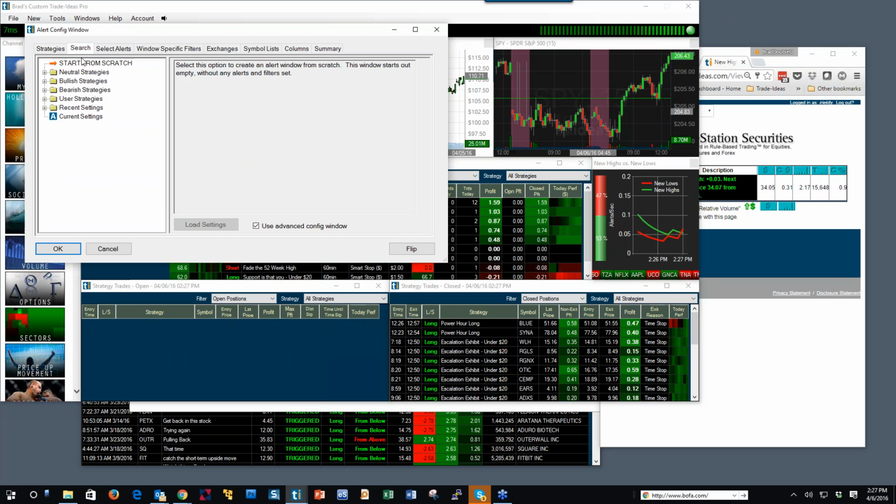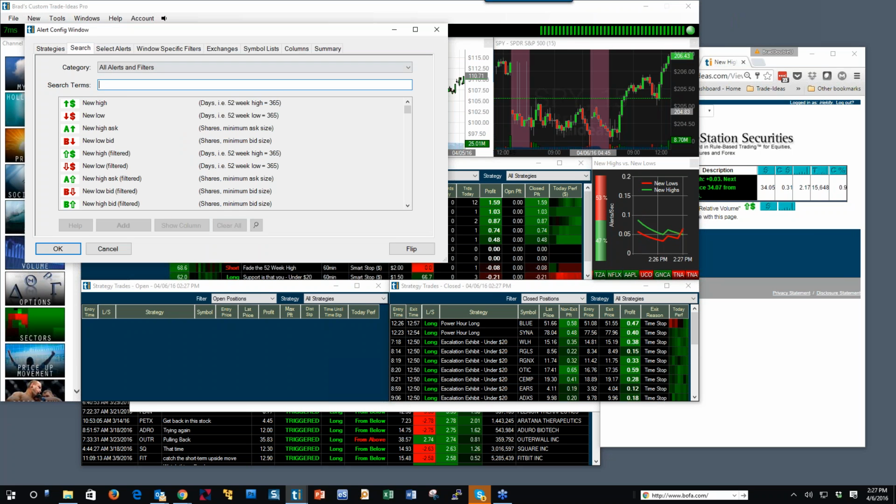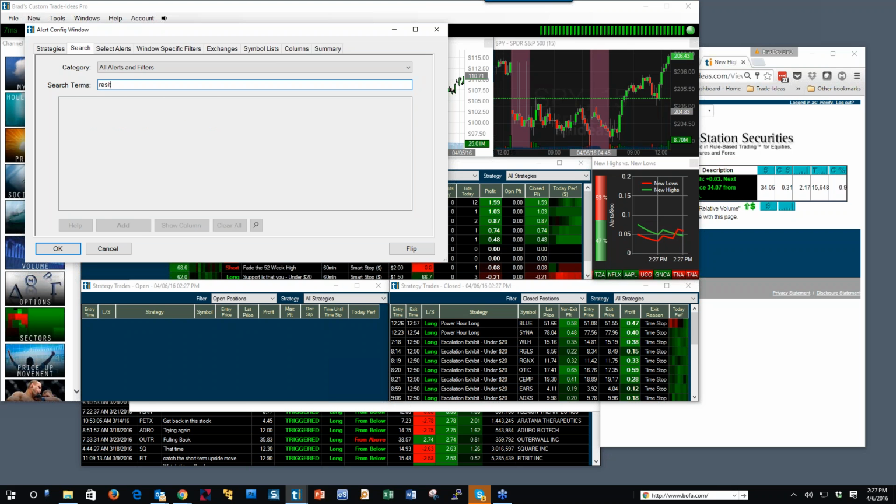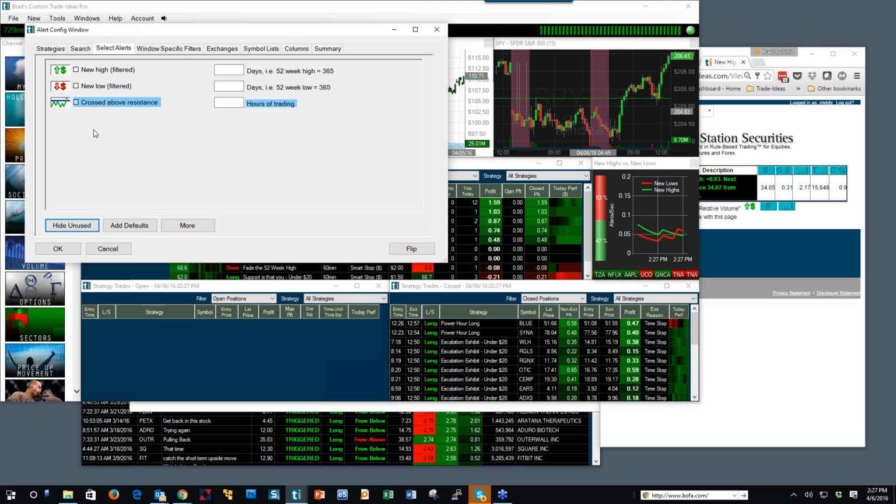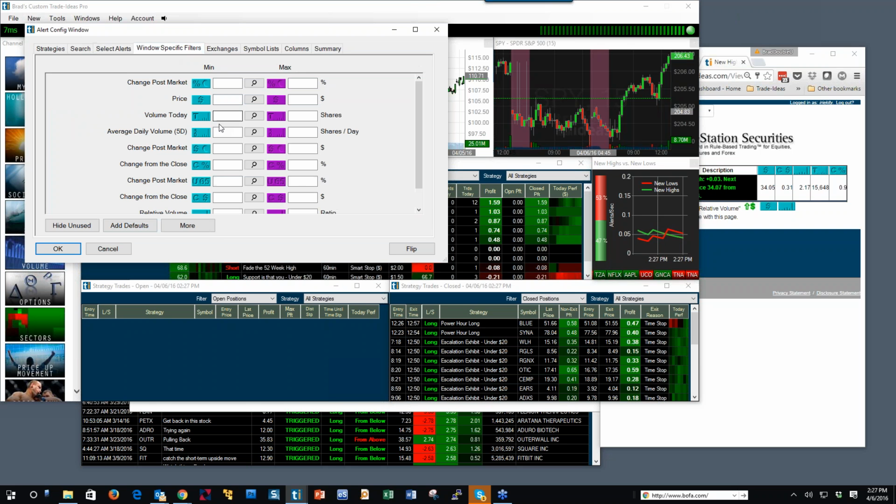My concept here is I'm going to be looking for a stock that's crossing above a resistance level. Let's add that alert. I want that resistance to have been building for at least 2 hours. Let's go into my filters. Definitely put my price filter in: minimum of 5, maximum of 80.